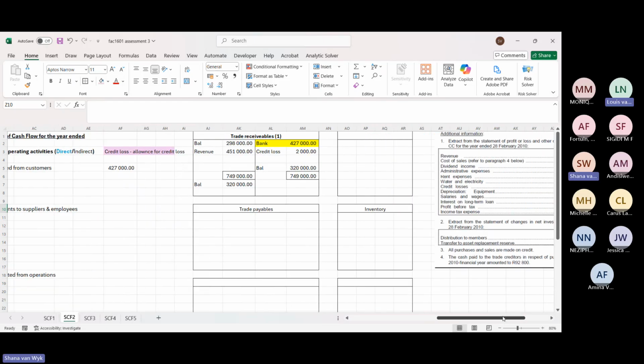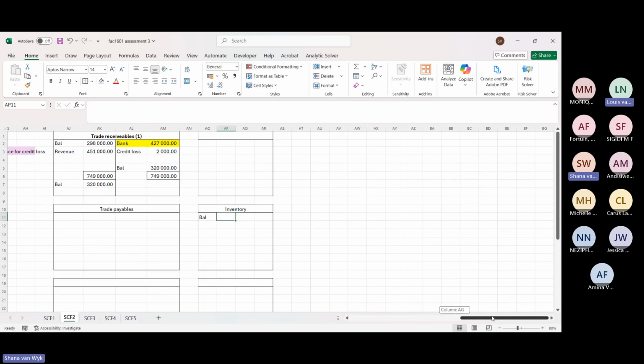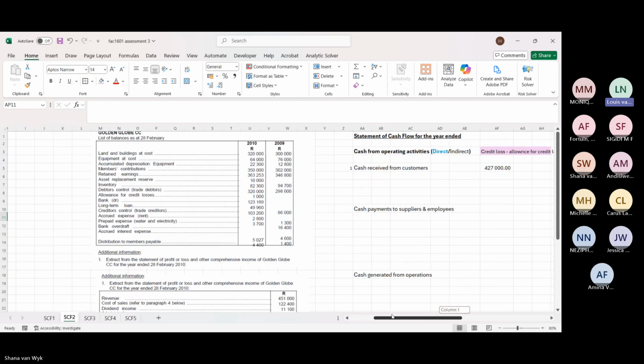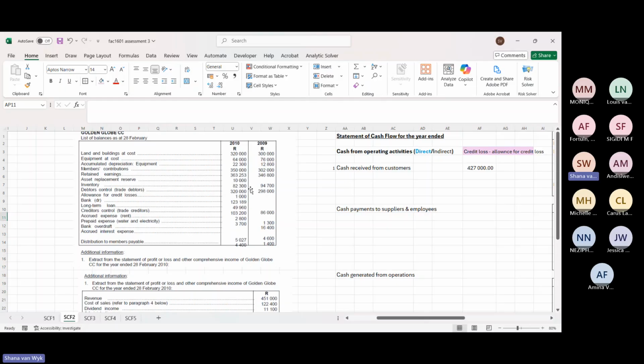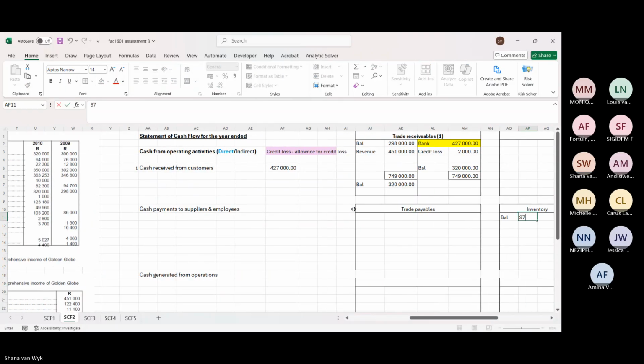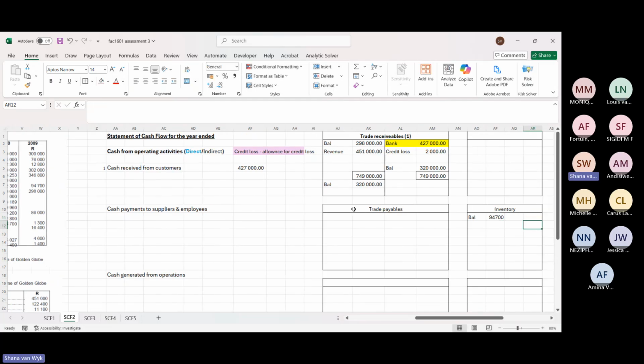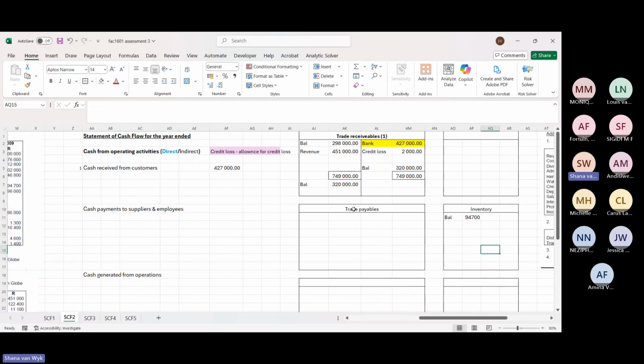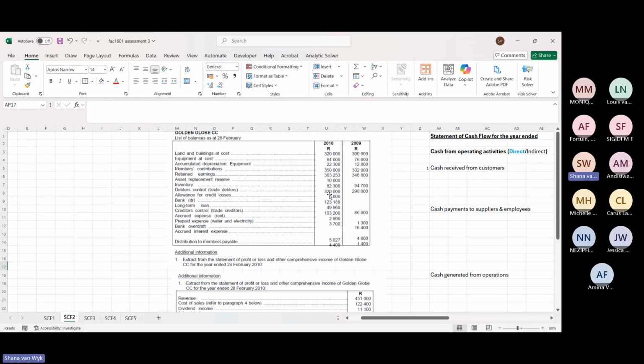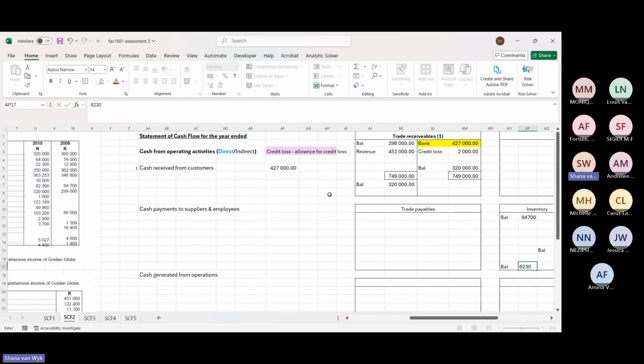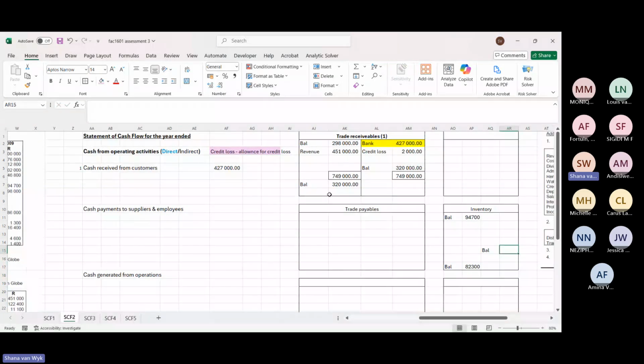Here's inventory. Do we have a balance? Let me quickly check. There are an opening and a closing balance. Opening was 94,700. And then we're going to have a closing balance, and I think there was a note also related to inventory. Let me just say 82,300. So that's the closing balance, 82,300.